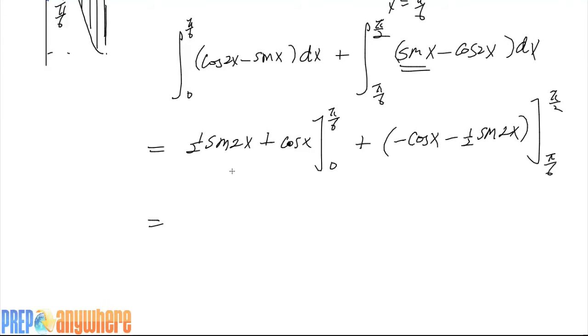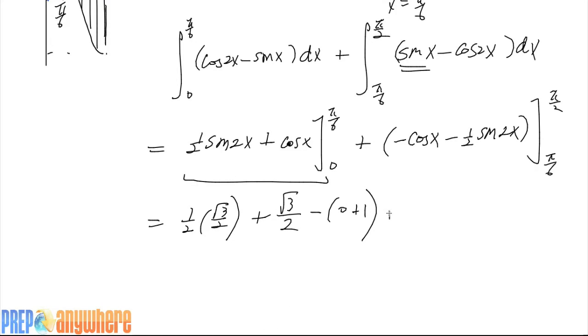Okay, let's plug in pi over 6. You get sine pi over 3, which is going to give you root 3 over 2. Cosine pi over 6 is also root 3 over 2. Plug in 0 into sine, it's going to give you 0. Cosine of 0 is 1, so you get a 1 there. So I've taken care of this part. Now pi over 2: cosine of pi over 2 is 0. Minus half sine of 2 times pi over 2, which is pi, which is also 0, so there's nothing.